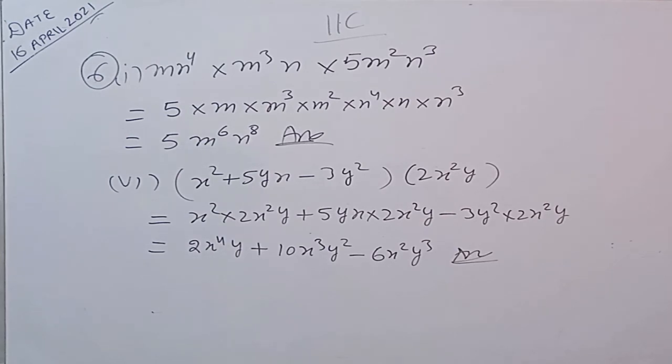Now we have the sixth part, (x² + 5yx − 3y²) into 2x²y. In that manner, x² multiply 2x²y will give 2x⁴y. Multiply 2x²y with 5xy will give 10, x into x² will give x³, y into y give y². Minus 3 having the sign minus, so write the sign minus. 3 into 2 give 6, y into y give y³, x² write as it is. So that is the answer of question number 6, sixth part. So in that manner you can do question number 6, first and sixth part.